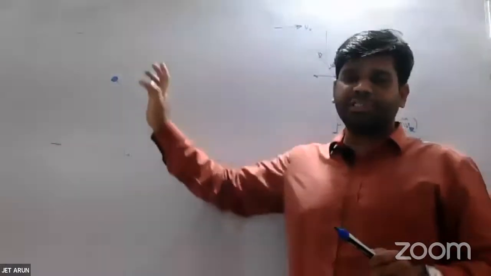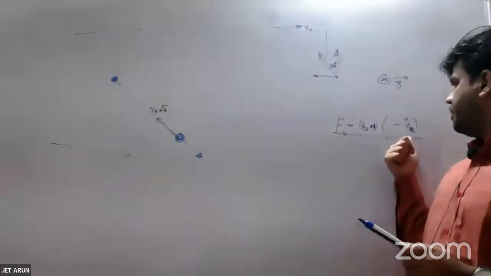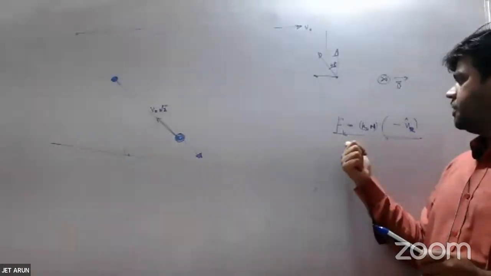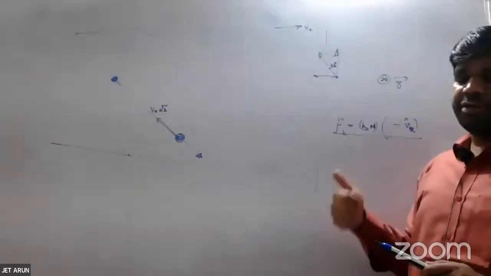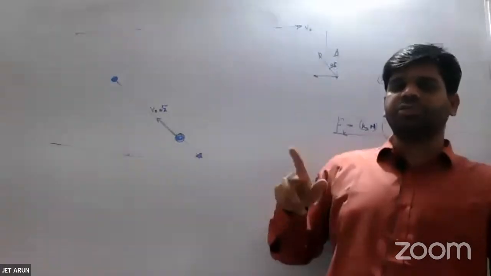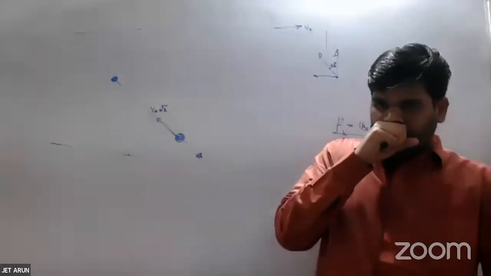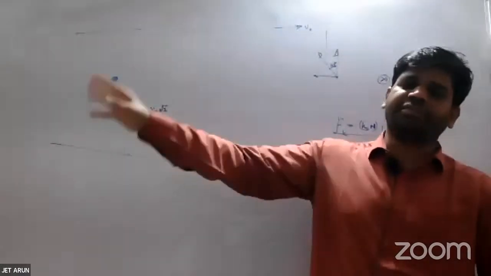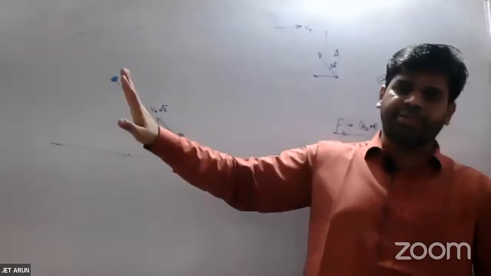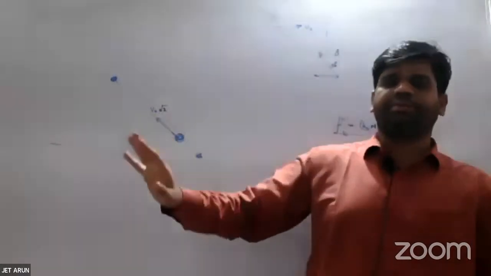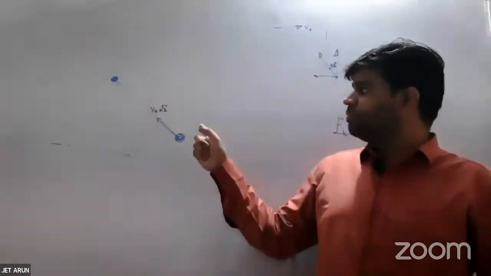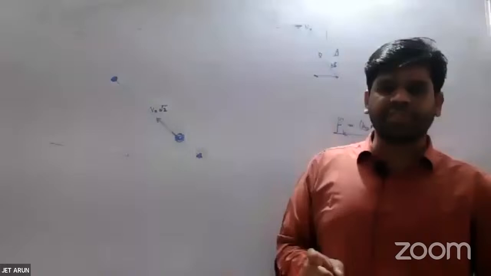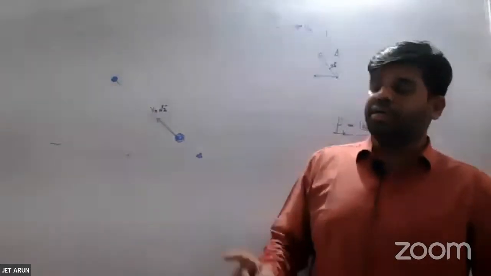Eventually, once it stops, Vr bar is 0 and friction disappears. Kinetic friction disappears. So until when does kinetic friction exist? As long as there is relative motion, there will be kinetic friction. But once there is no relative motion, kinetic friction disappears, and static friction comes into the picture. We'll deal with static friction later. But as long as the particle is moving with respect to the surface, kinetic friction comes into the picture, and that is what we are talking about.